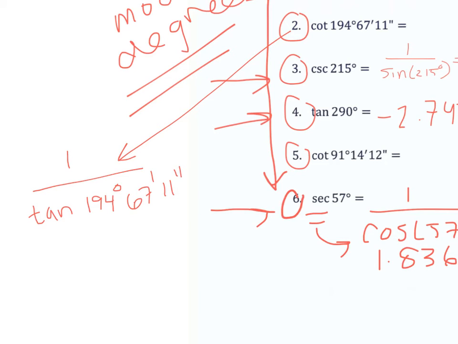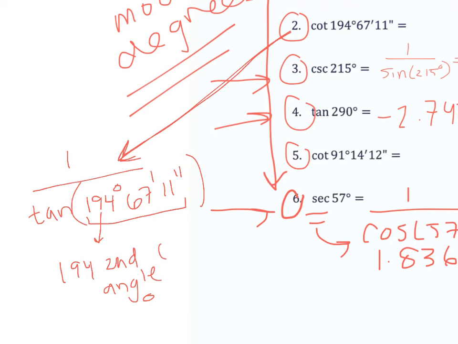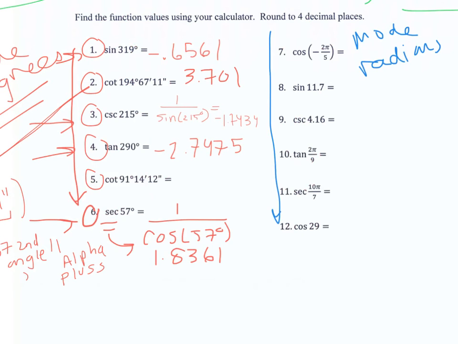We know we don't have the cotangent button, so the reciprocal is tangent. So we're going to do 1 over tangent of this angle, 194 degrees, 67 minutes and 11 seconds. Now, how do you put this in your calculator? You would hit 194, second angle, you hit the degree symbol, and then you hit the next number, 67, second angle, and you hit the minute symbol. And then you hit 11, and you have to hit alpha plus. And when you do all that for number 2, you get 3.701.